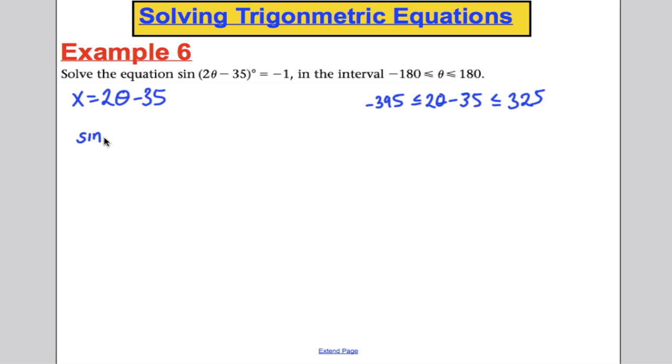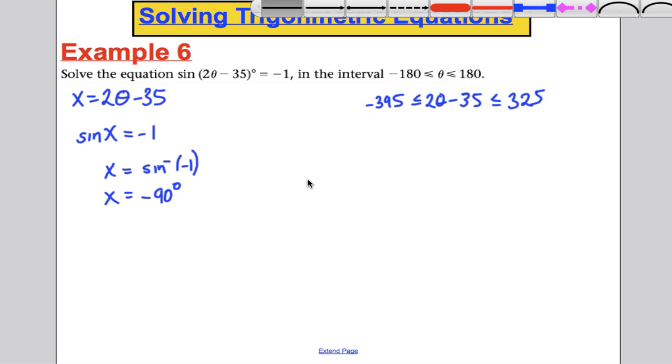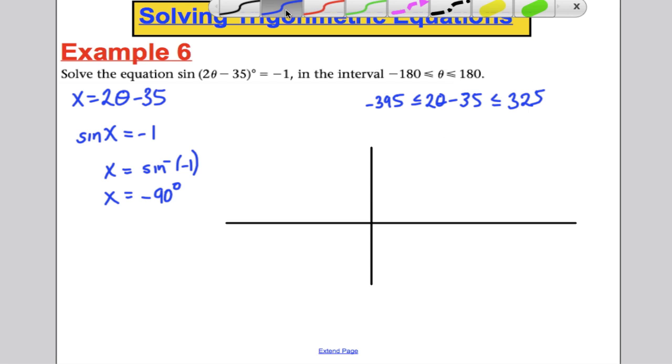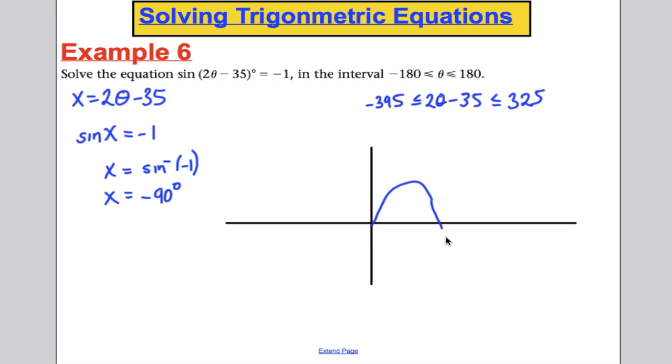What I'm trying to solve is sine of capital X is equal to negative 1. So capital X must be the inverse sine of negative 1, which if you work out on your calculator, you're going to get minus 90 degrees. So we're going to draw out our graph for that. But this time we've got to be careful to extend our graph for sine X a little bit. So sine X goes like this here, and sine X would go back here like this.